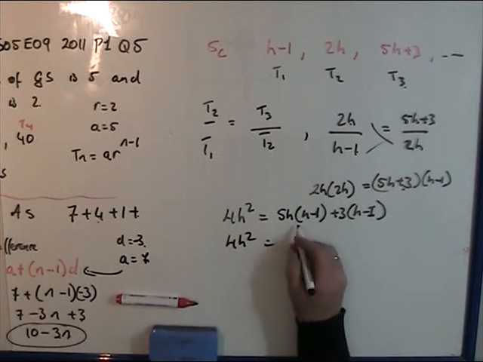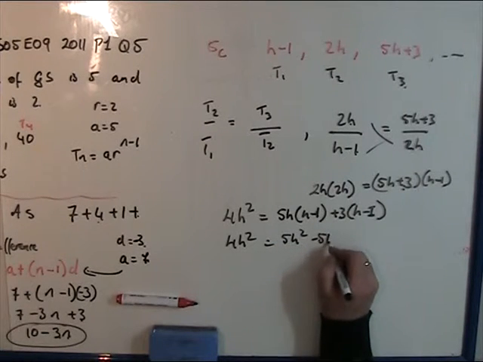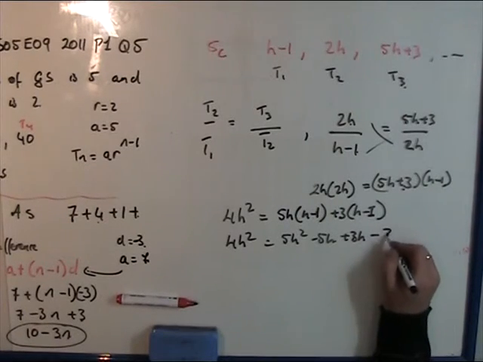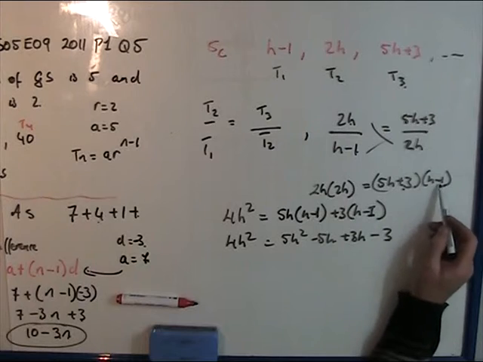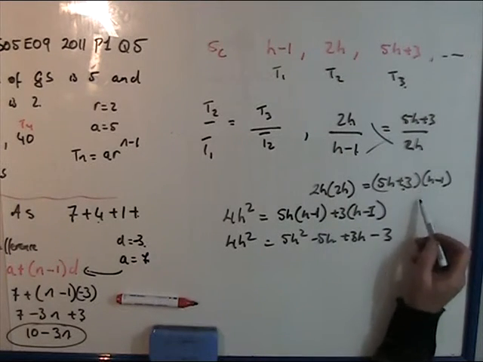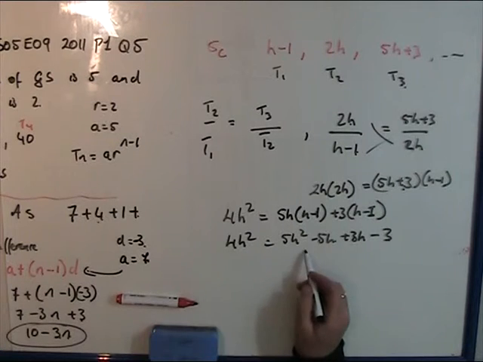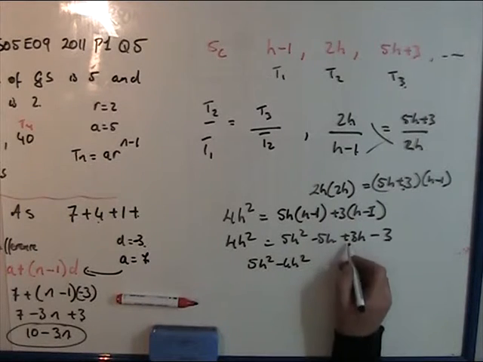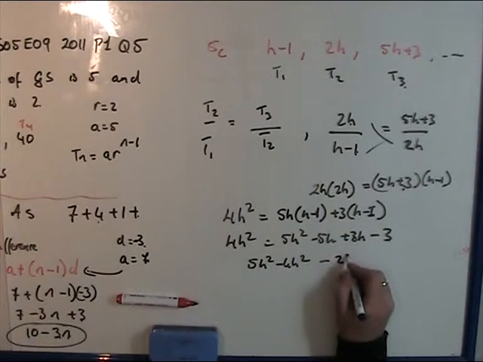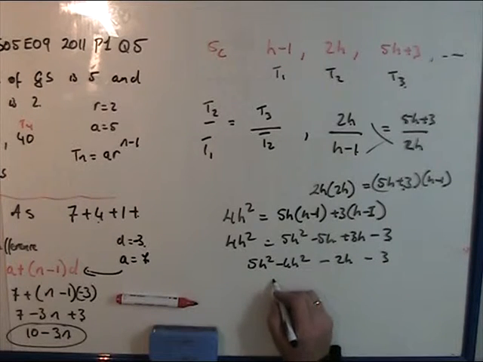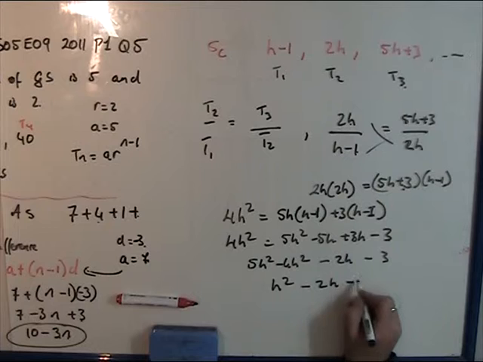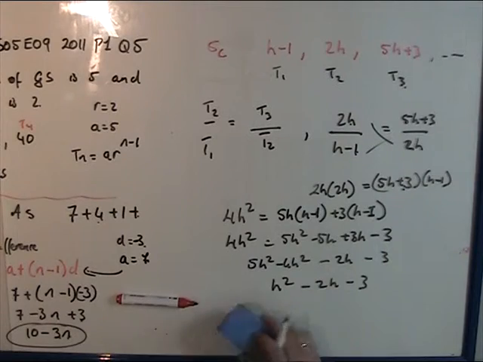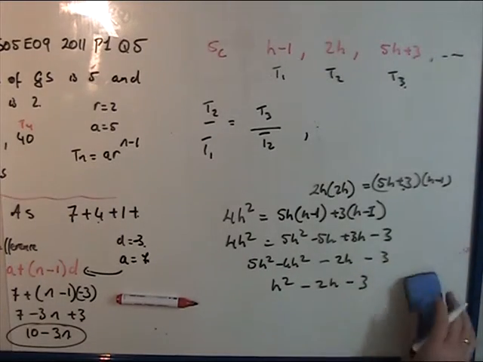So then I'm working out my formula. 4h squared is equal to 5h squared minus 5h plus 3h minus 3. Now be very careful here. Now bring the 4h squared over, make it positive. So that's 5h squared minus 4h squared, minus 5h plus 3h is minus 2h, minus 3. Take these away and you're left with h squared minus 2h minus 3. And what's this? This is a quadratic equation. So now I've multiplied these out and I got this.